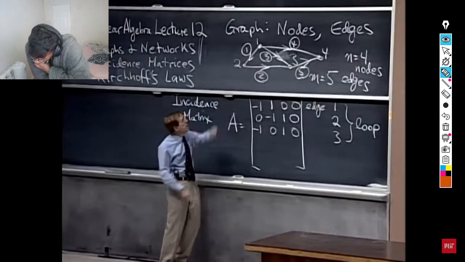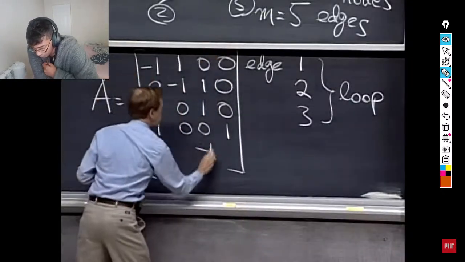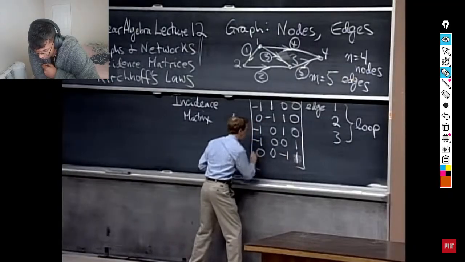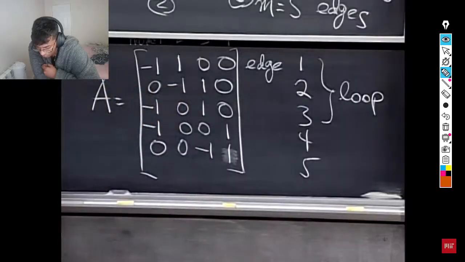Okay, let me complete the incidence matrix. Number 4, edge 4 is going from node 1 to node 4. And the 5th edge is going from node 3 to node 4. Okay, there's my matrix. Came from the 5 edges and the 4 nodes. And if I had a big graph, I'd have a big matrix.